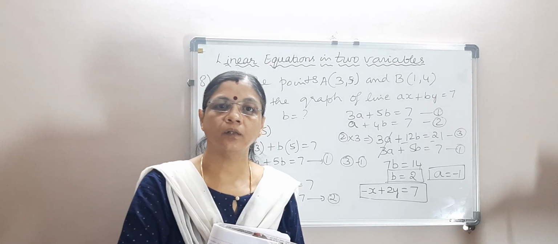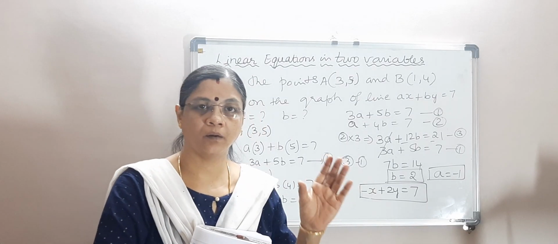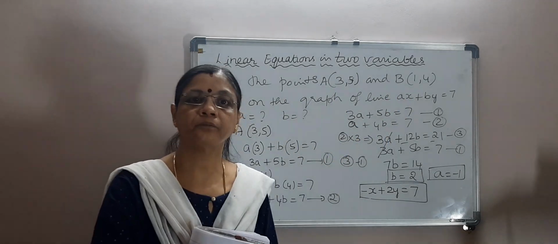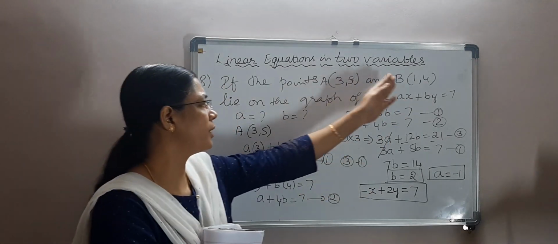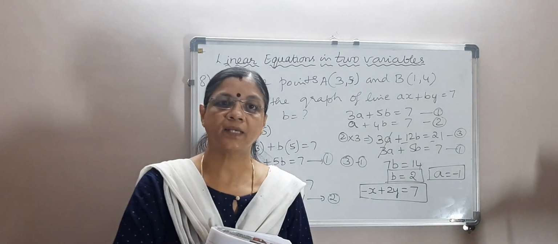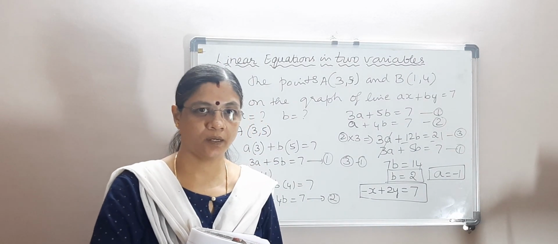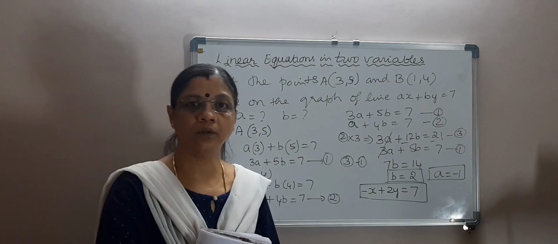So whenever you are given that particular points or coordinates lie on the given line, we can substitute the points in place of X and Y, and we can find the values of the unknowns. You understand? So that is how we proceed with the problem.